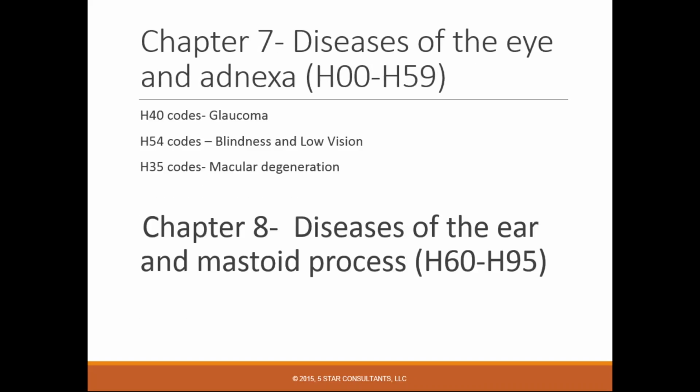Okay, so there are some chapters I'm skipping over. Chapter 7, diseases of the eye, we do use that a lot, but just for seeing what we can put into 90 minutes, I'm just showing you that it's H00 to H59. The H40 codes are glaucoma. The H54 codes are blindness and low vision, and the H35 codes are macular degeneration. So again, that can be a little cheat sheet for you. And then Chapter 8, we don't use too much, so it's diseases of the ear and mastoid process, and that's the rest of the H chapter, H60 to H95.